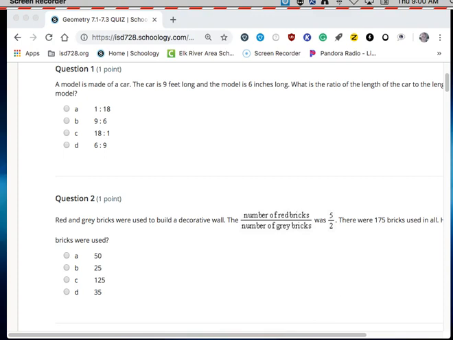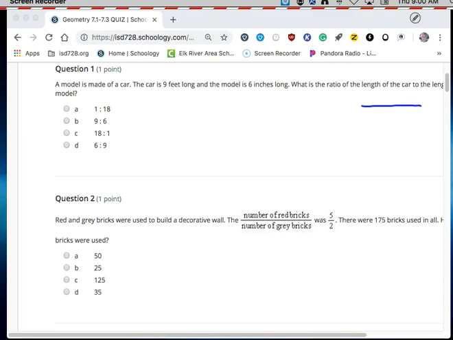This is question 1. A model of a car is made. The car is 9 feet long and the model is 6 inches long. What is the ratio of the length of the car to the length of the model? Now, it's important to keep in mind I have to have the units the same. So when I'm looking at this, they say length of the car to the length of the model. Let me get this set.